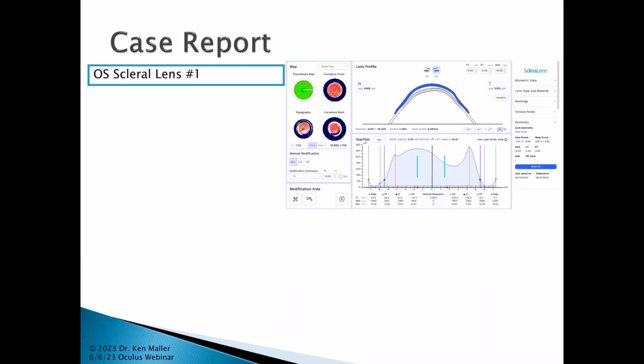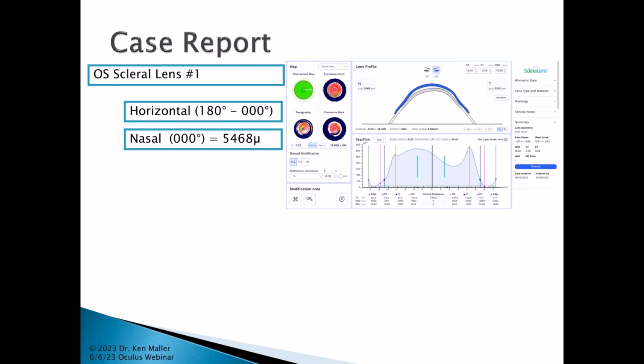And I will say that one of the nice things about the new software is during my entire design process, it only crashed twice, which was really fantastic because it let me get to a design pretty quickly. Horizontally, we have the 180 and 000 meridian represented up over here. And nasally, we have a sag at the edge of 5468 microns. On the temporal side, we have 5353. So despite the fact that it appeared about a 700 micron difference on the cornea, you could see my lens only has about a 100 micron difference between the nasal and temporal side.